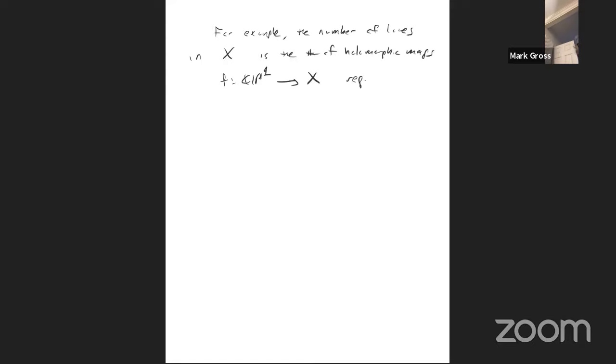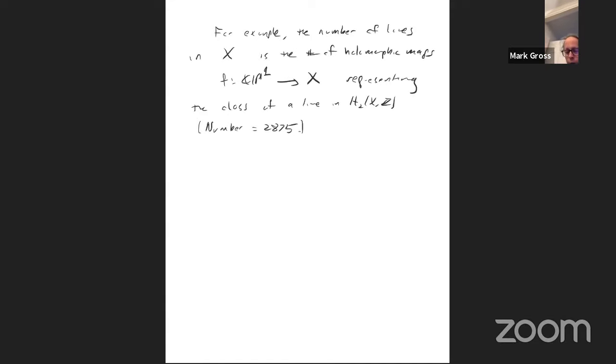So, for example, the number of lines in X is the number of maps f from CP1, by the way, these maps should all be holomorphic, from CP1 to X, representing the class of a line in H2 of X, Z, which will be just a generator of this homology group. And in case you're interested, that number is 2,875. And these numbers get big quickly, and mathematicians didn't know very many of them.